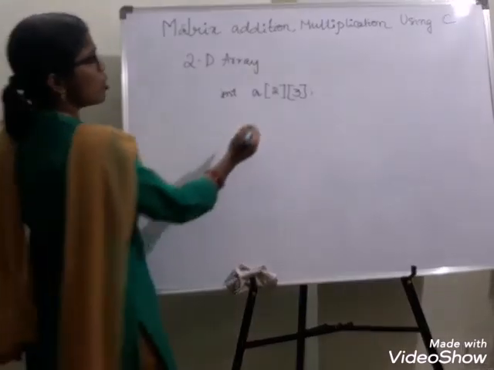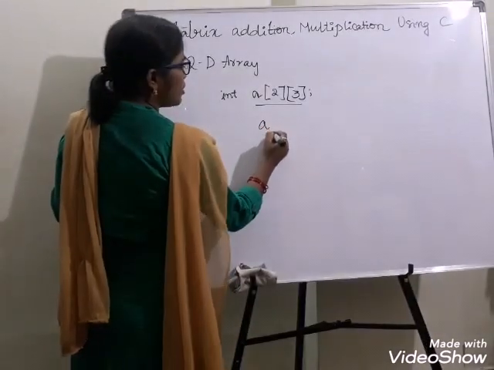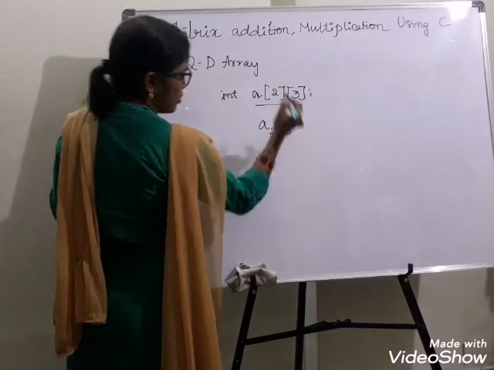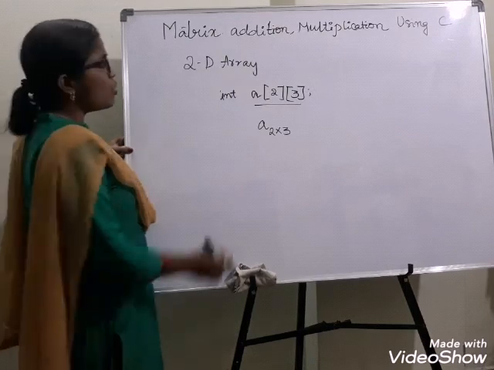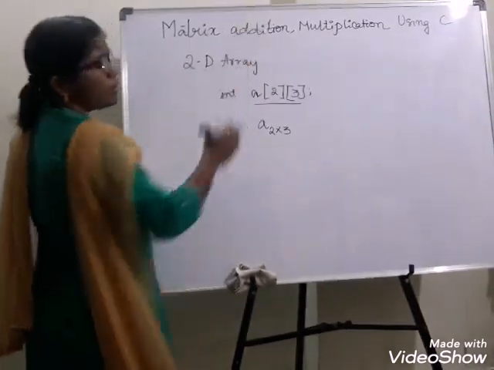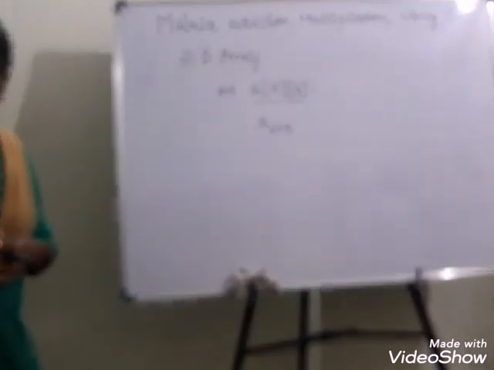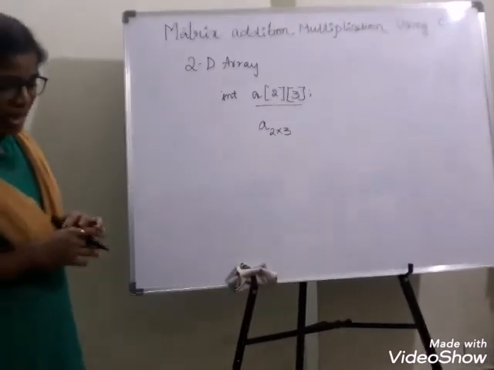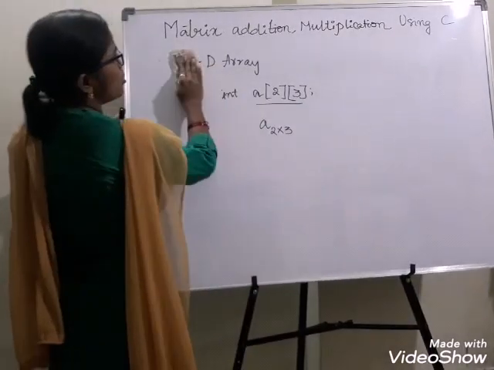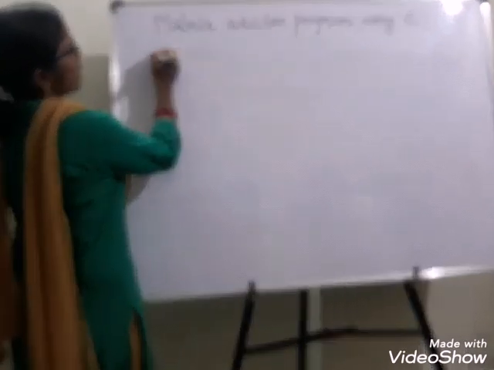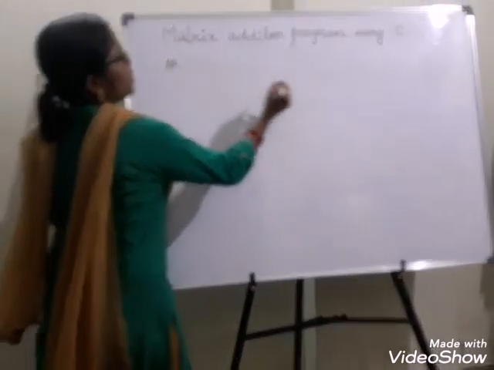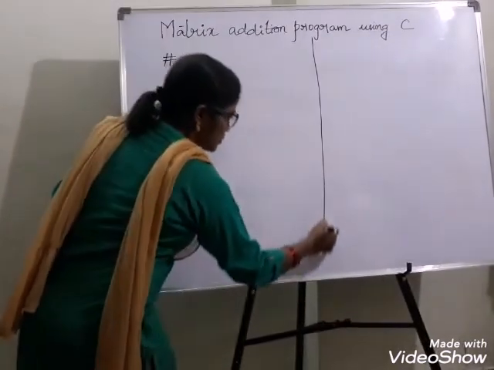So this is like matrix A with 2 by 3. The size of the matrix is shown here. With this I can write matrix addition as well as matrix multiplication programs. Now we will see the matrix addition program, then we will continue with matrix multiplication. As usual we will make it as two parts.